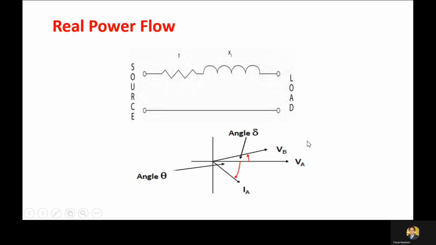Now, further concept about this angle theta and delta. Here, this figure diagram is indicating that the angle delta is between the receiving and the sending end voltage, that is VA and VB of this whole system, where on one side there is the source and on the other side it is the load. Whereas this angle theta is the angle between the voltage and the current.